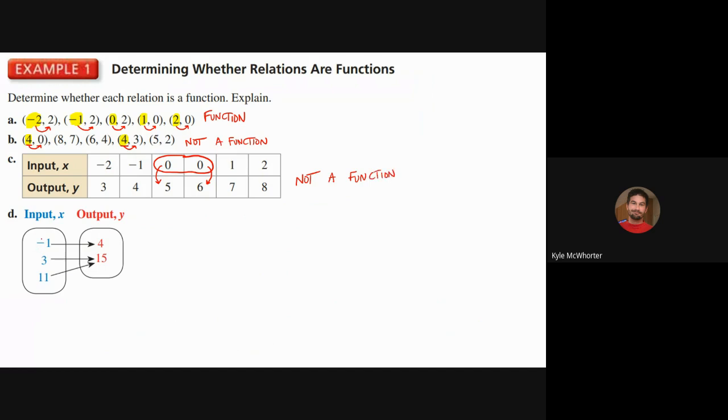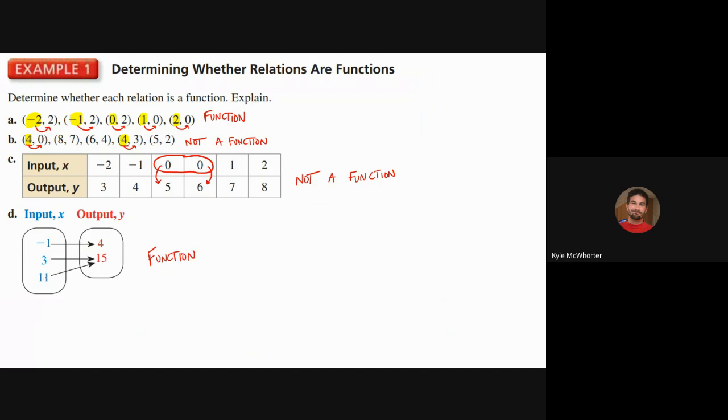And then here's another way to show it. Here are our inputs. -1 is only being mapped to one output. The input 3 is only being mapped to one output. And 11 is only being mapped to one output. So since each input is paired with only one output, this is a function.